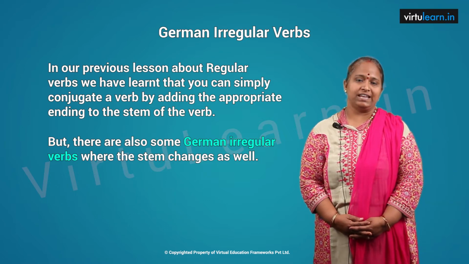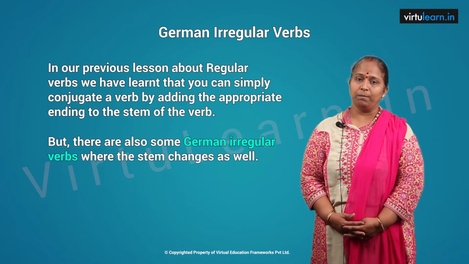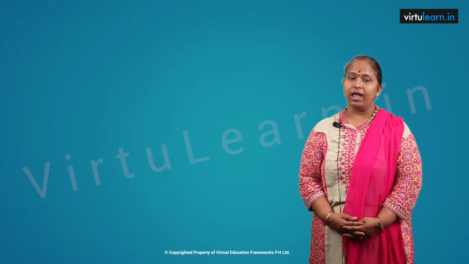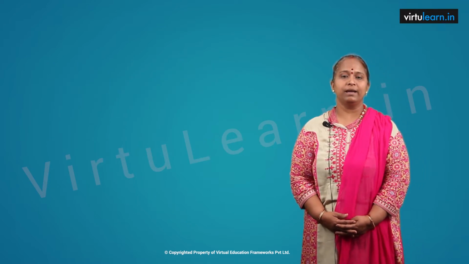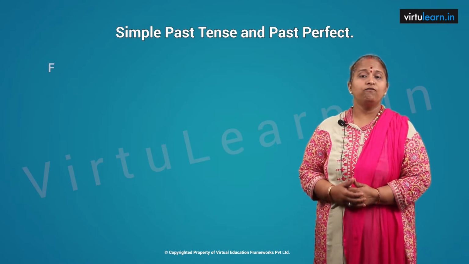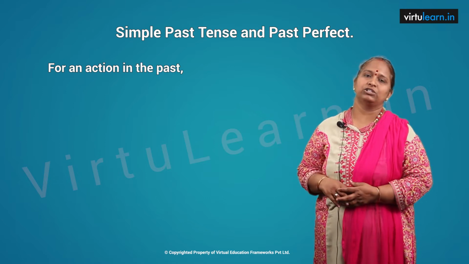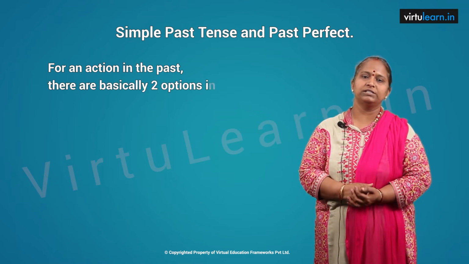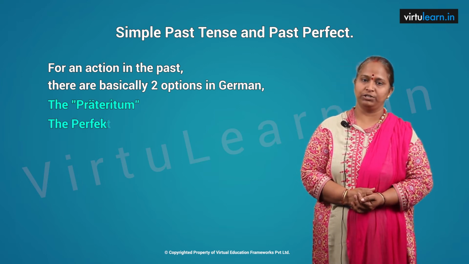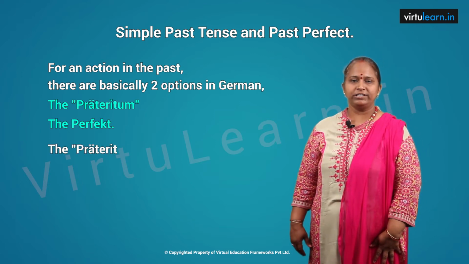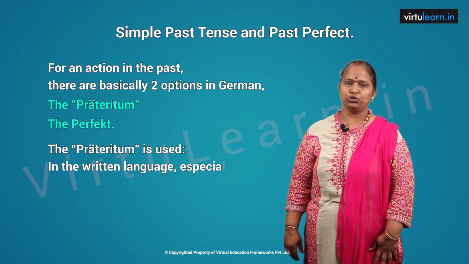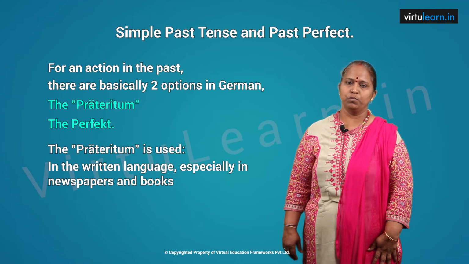In our previous lessons, you have learned about the verb conjugations in present tense. And today's lesson is about simple past tense and past perfect. For an action in the past, there are basically two options in German: the Präteritum and the perfect. The Präteritum is used in the written language, especially in newspapers and books.